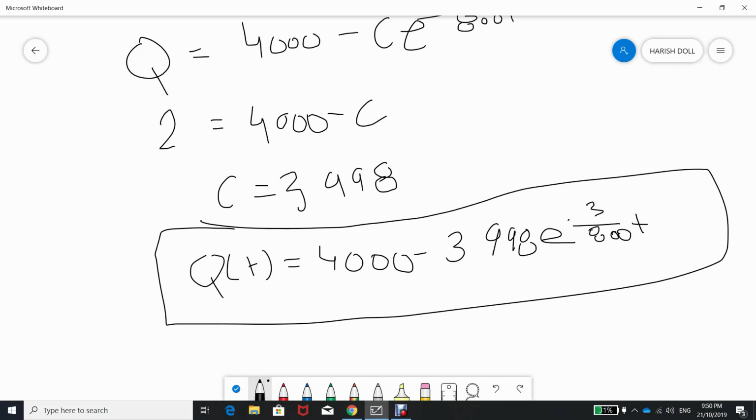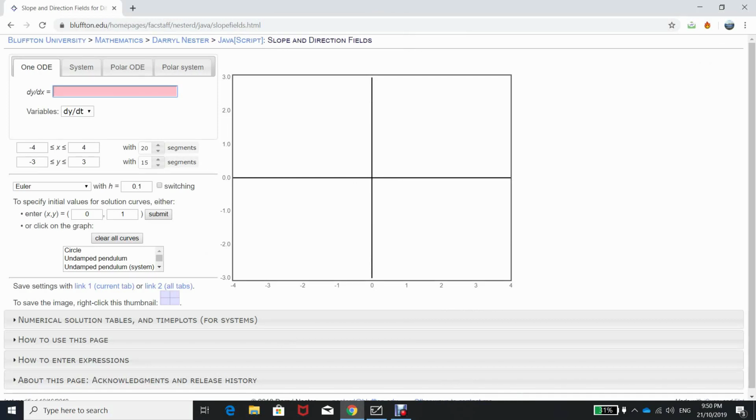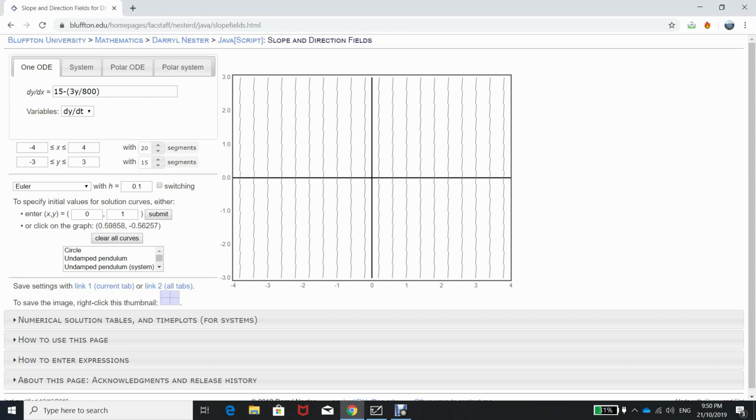Let's try to have a more graphical approach to it. Let's generate a direction field. Here we go. What we're given is 15 ounces per minute entering, subtracted by 3. We're going to let Q be Y just because we don't have a variable Q here, Y divided by 800. That's the initial value. And this is the direction field that we come up with.